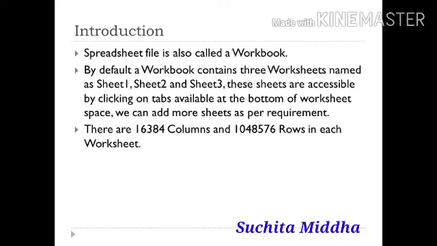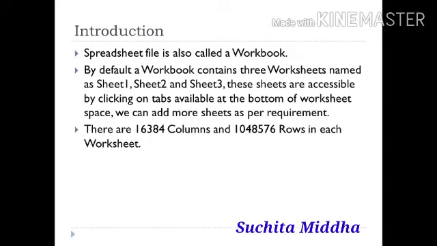Spreadsheet file is also called a workbook. By default, a workbook contains 3 worksheets named as Sheet 1, Sheet 2 and Sheet 3. These sheets are accessible by clicking on the tabs available at the bottom of the worksheet. We can add more worksheets as per our requirement.